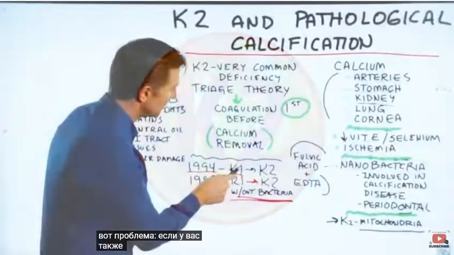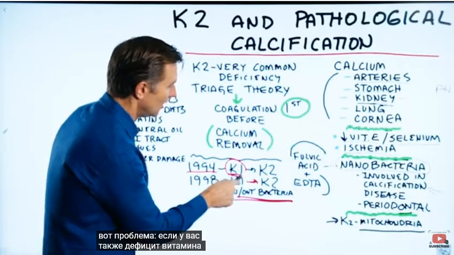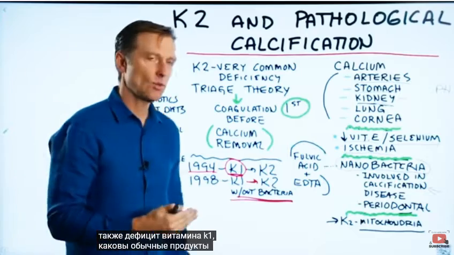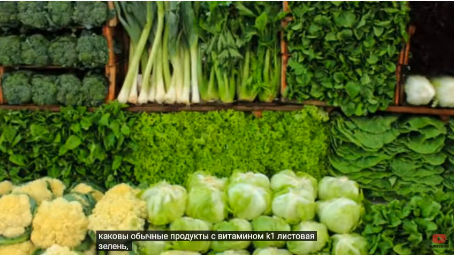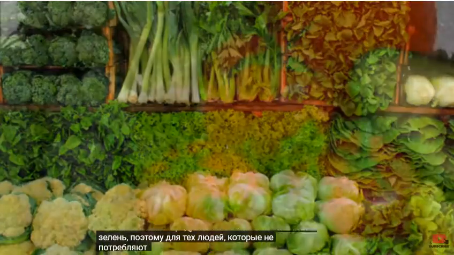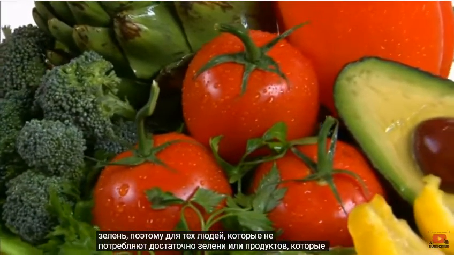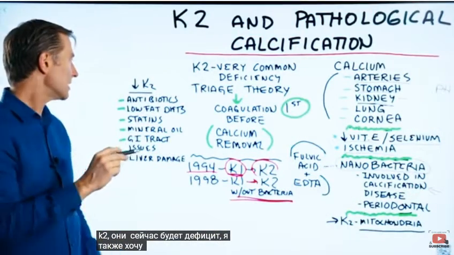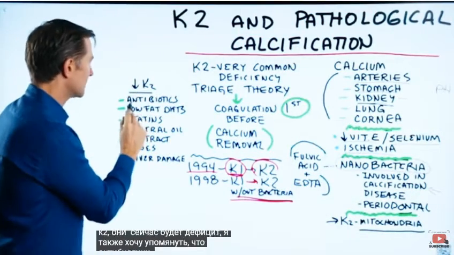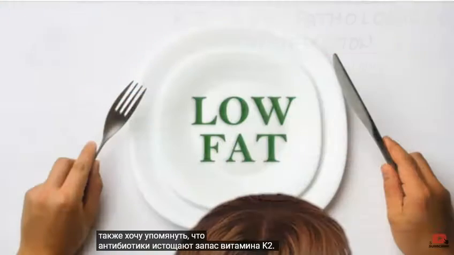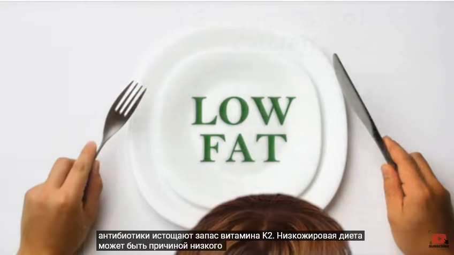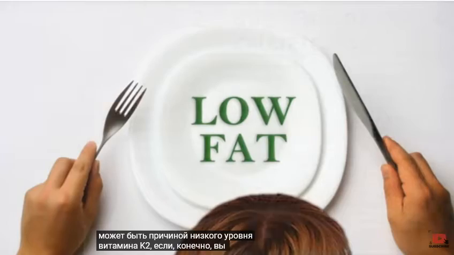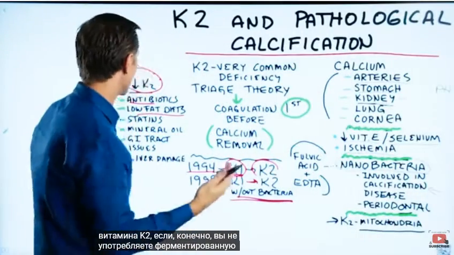What if you're also deficient in vitamin K1? What are the common vitamin K1 foods? The leafy greens. So for those people who don't consume enough greens or foods that have K2, they're going to be deficient. Now, I also want to mention that antibiotics will deplete vitamin K2. A low-fat diet could be the reason why you have low vitamin K2. Of course, if you're not consuming the fermented soy natto.